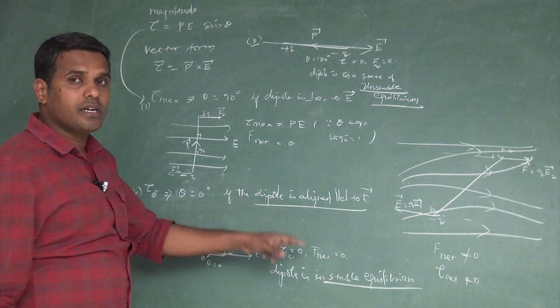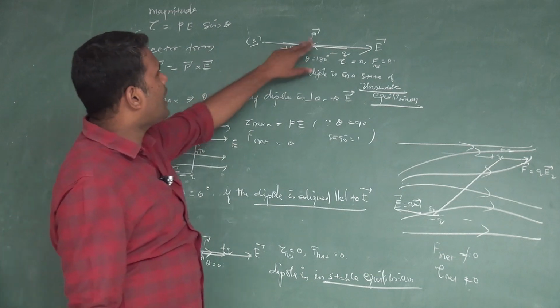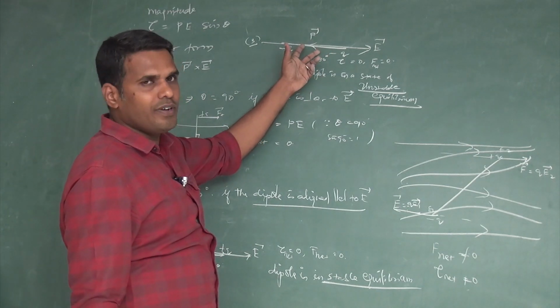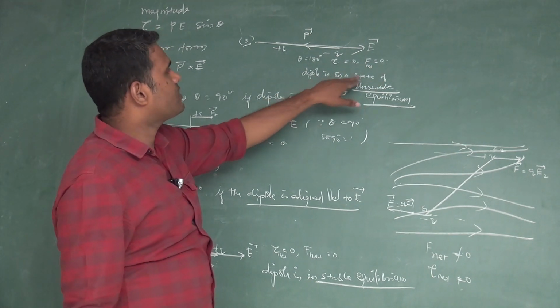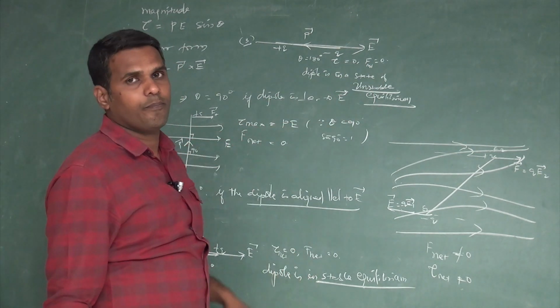But the dipole is said to be in a state of stable equilibrium. When the dipole is aligned anti-parallel to the electric field, then theta is 180 degrees, net torque and net force are 0, but the dipole is said to be in a state of unstable equilibrium.